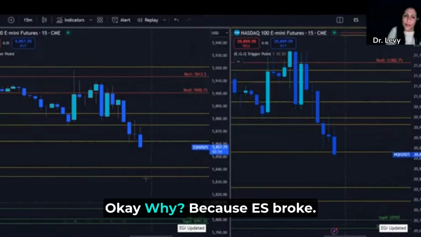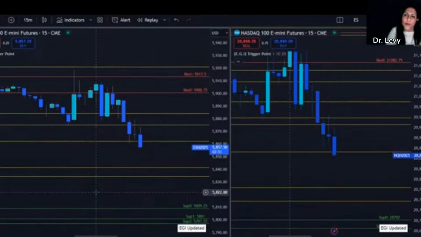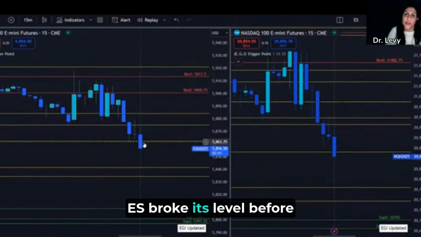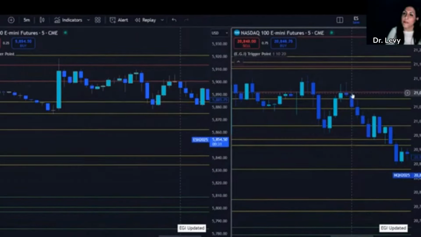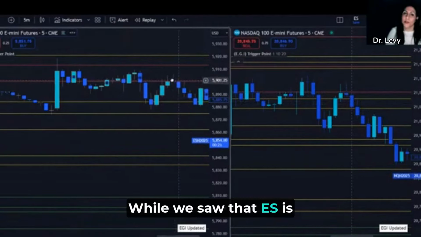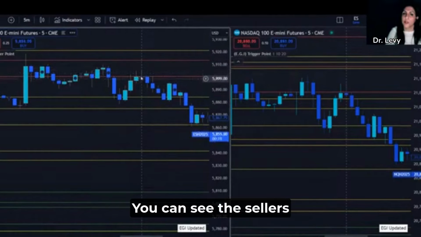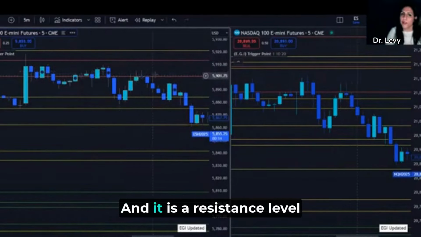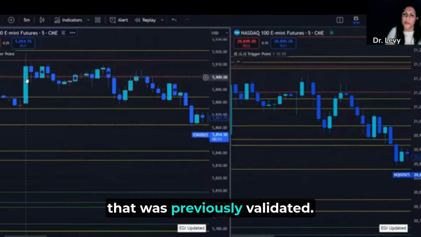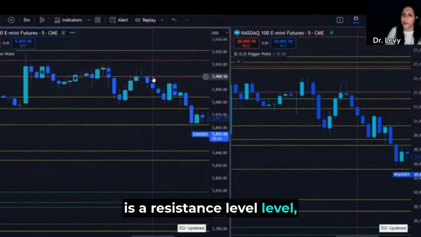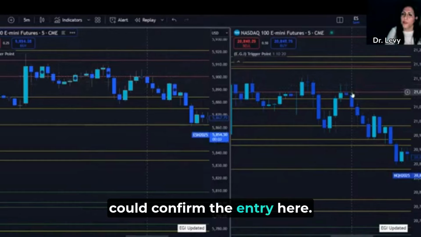Why? Because ES broke. So you see that this is a leading indicator of NQ. ES broke its level before NQ broke it. This was a beautiful short opportunity, while we saw that ES is respecting its resistance level. You can see the price action. You can see the sellers are pushing here, and it is a resistance level that was previously validated. So this price action, along with the fact that this is a resistance level, could confirm the entry here.